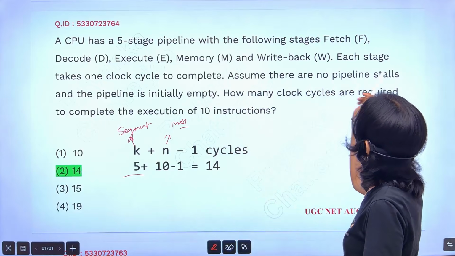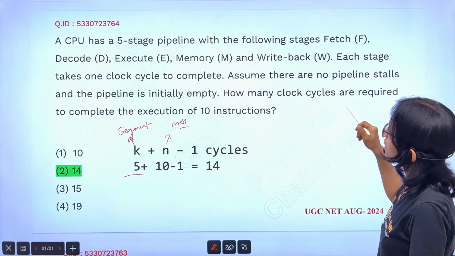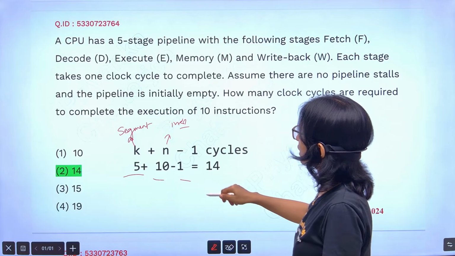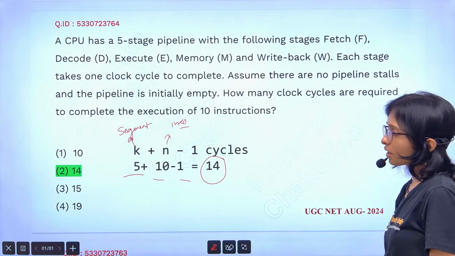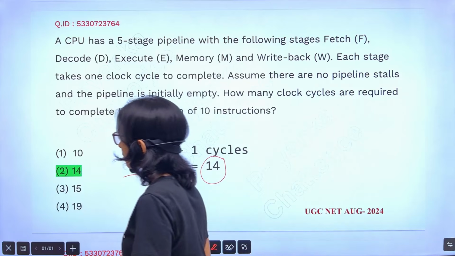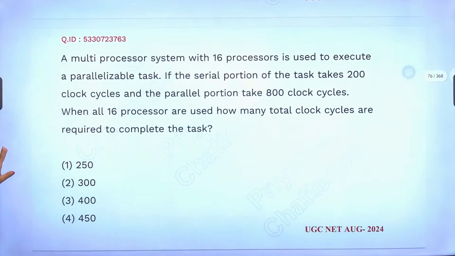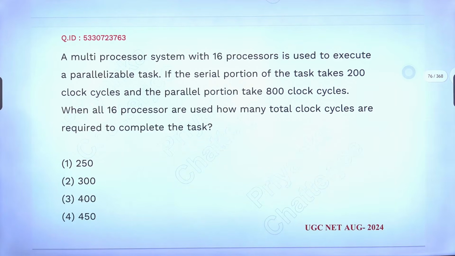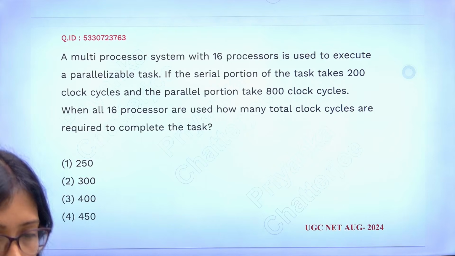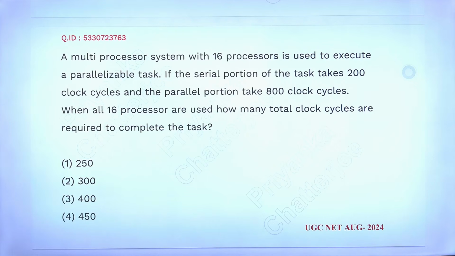Here the number of instructions is given as 10. So 5 plus 10 minus 1, that's why your answer is 14. K plus N minus 1. Directly apply the formula and get the answer. Now another one. Read, think, then answer. It will take some time to understand the question. Understand it, then solve it. I am giving you time to think and solve.